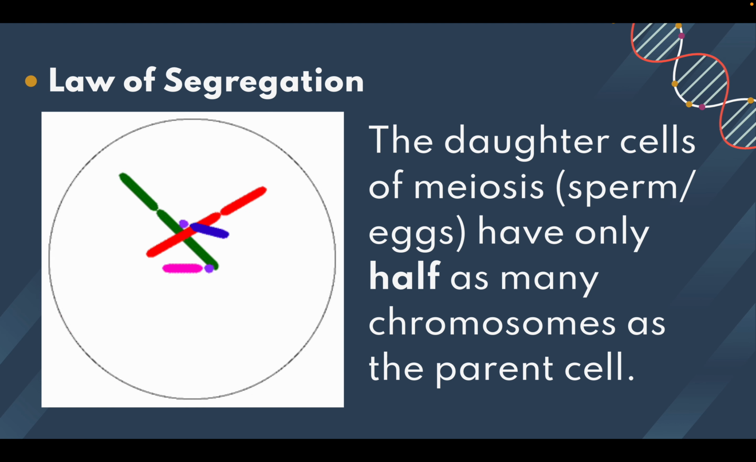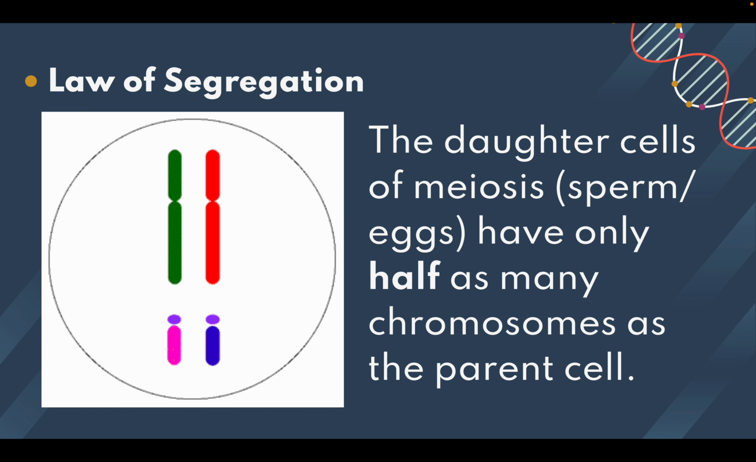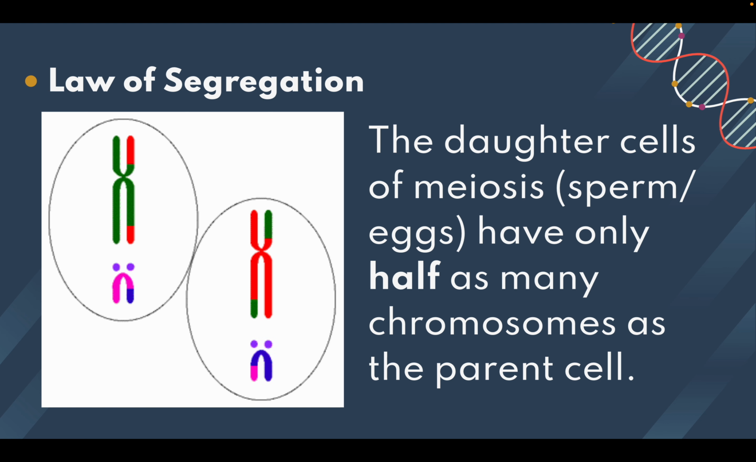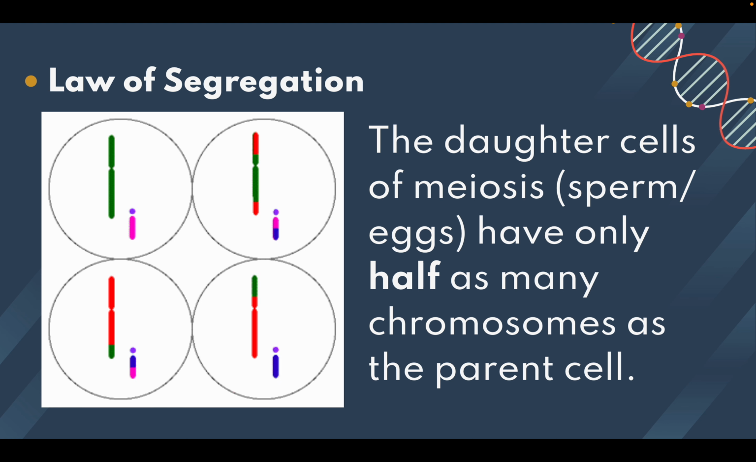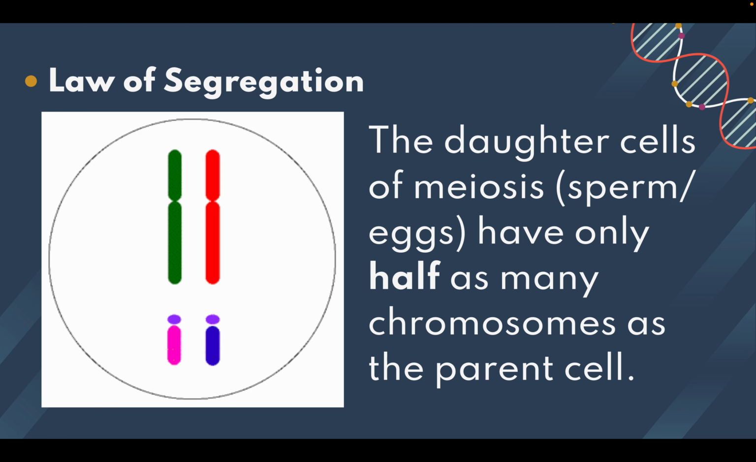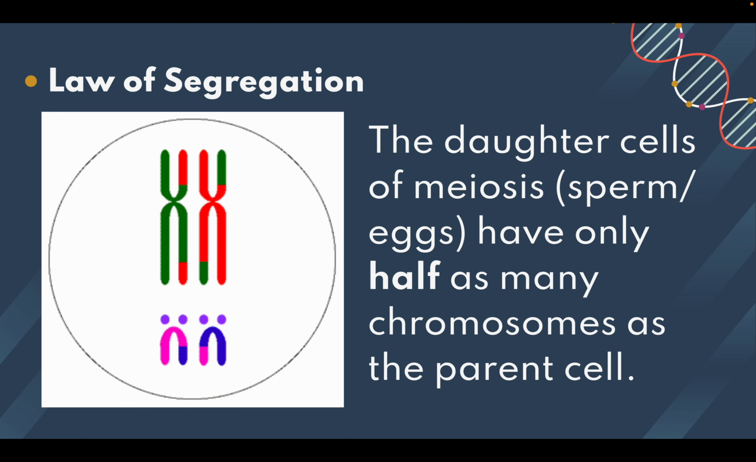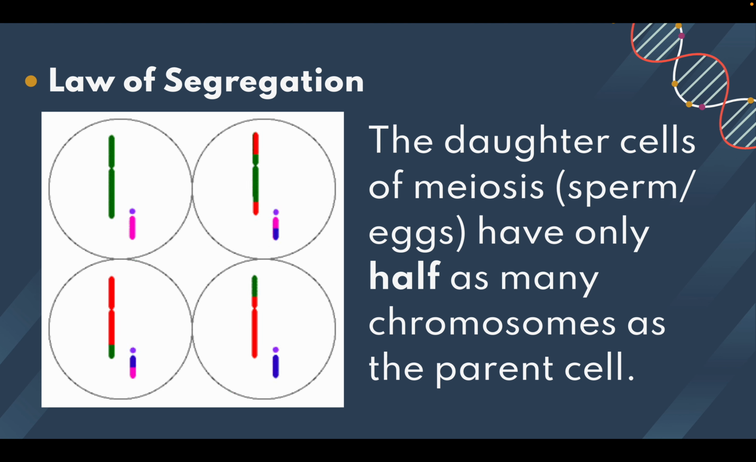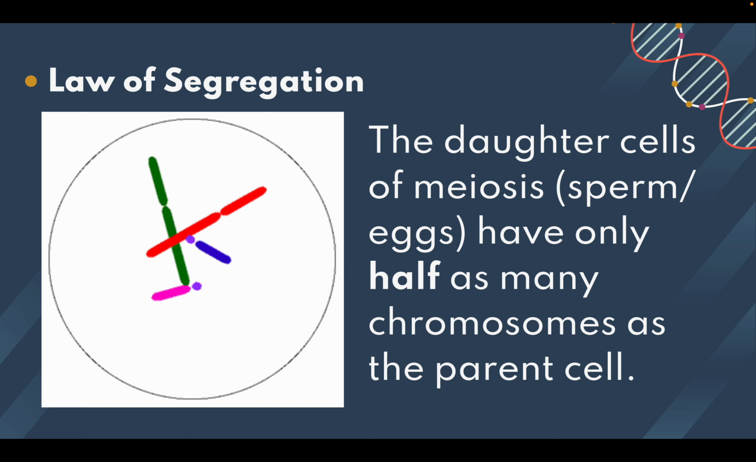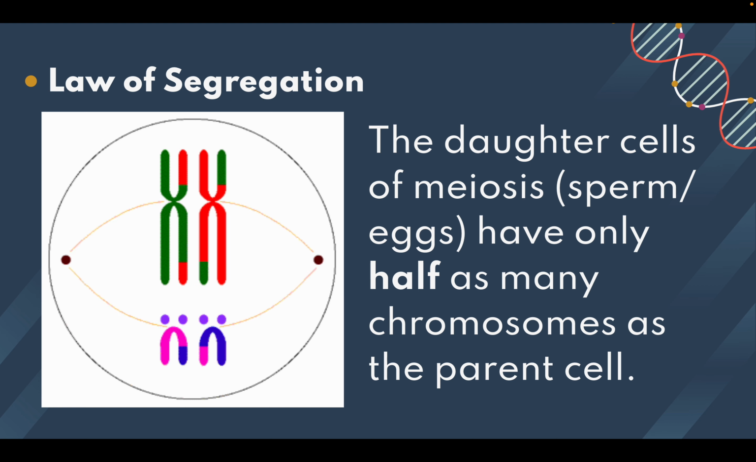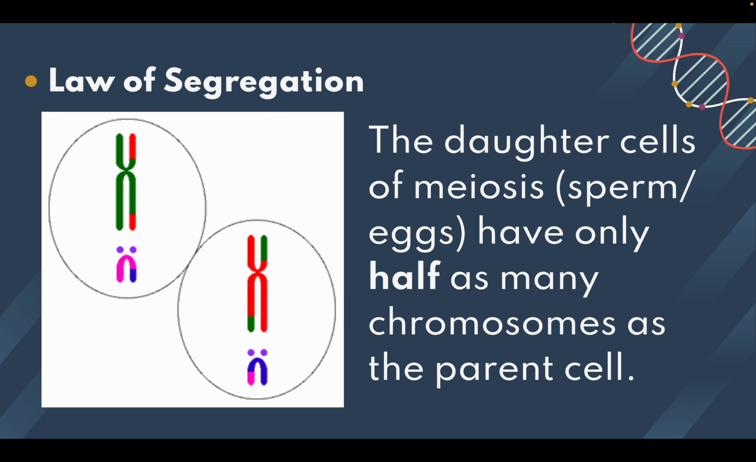So the daughter cells of meiosis, sperm and eggs, remember, only have half of the information that they need from their parents. They have half from mom, half from dad. And together, that forms one whole human. So this is a great illustration of that law of segregation, of you getting half of the genetic information from your mother and half of the genetic information from your father.